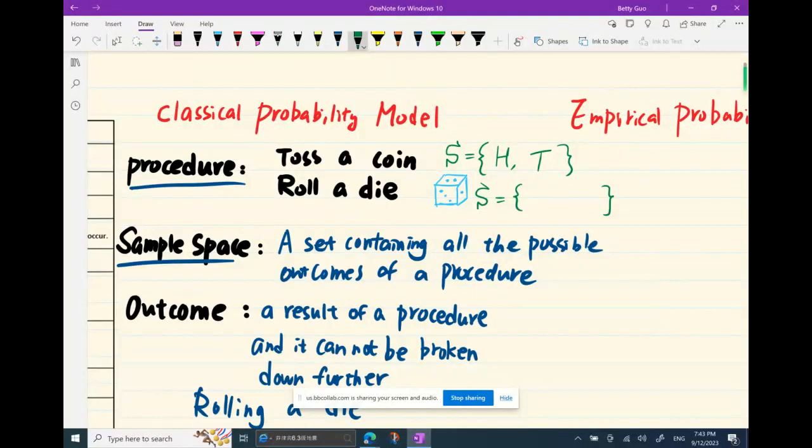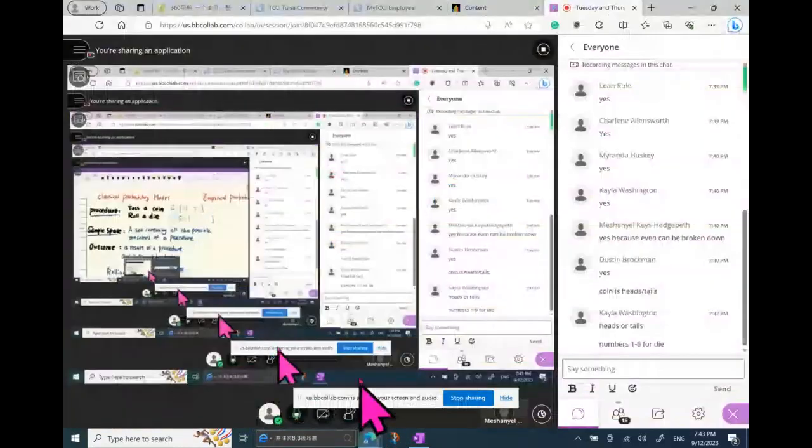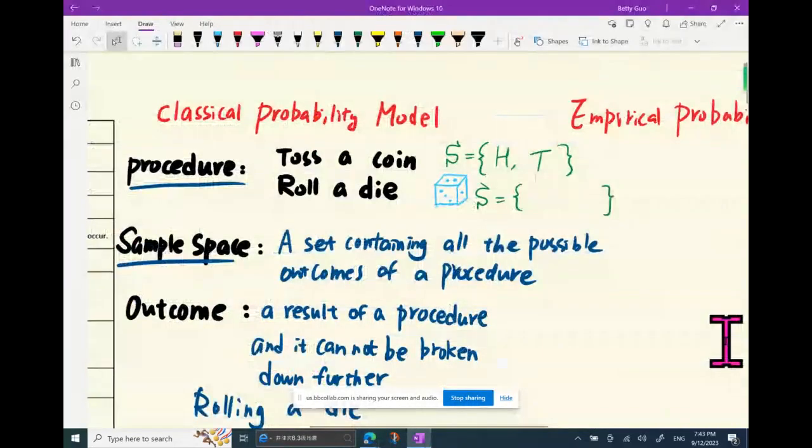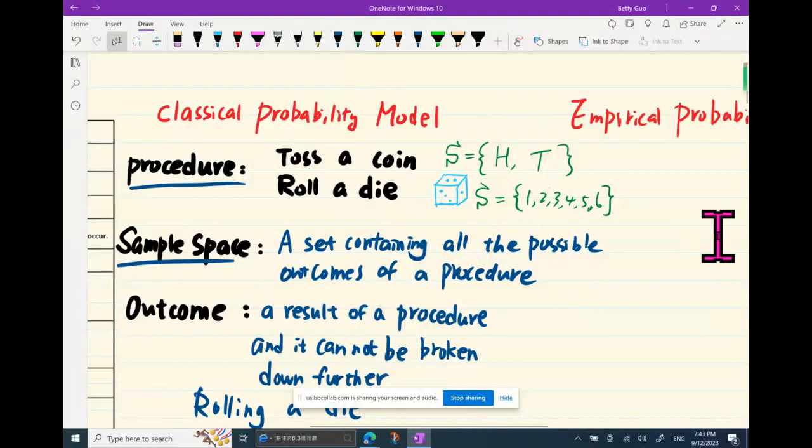So what about the sample space of rolling a die? When we roll a die, what are all the possible outcomes of that procedure? Yeah, 1, 2, 6, perfect. So we want to write them out: 1, 2, 3, 4, 5, 6. Exactly. All right, perfect.